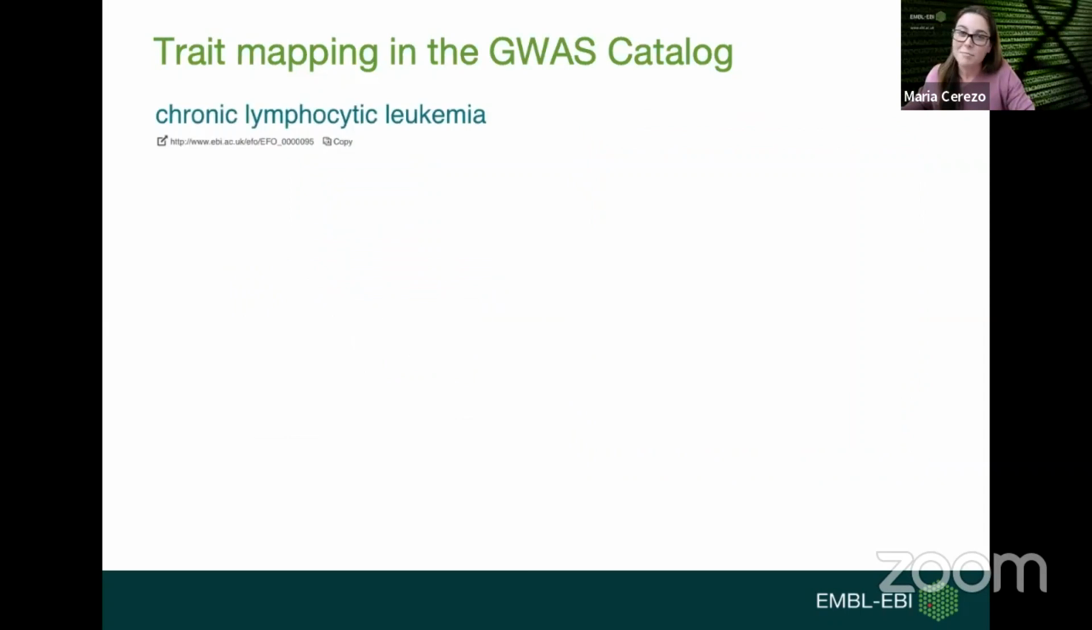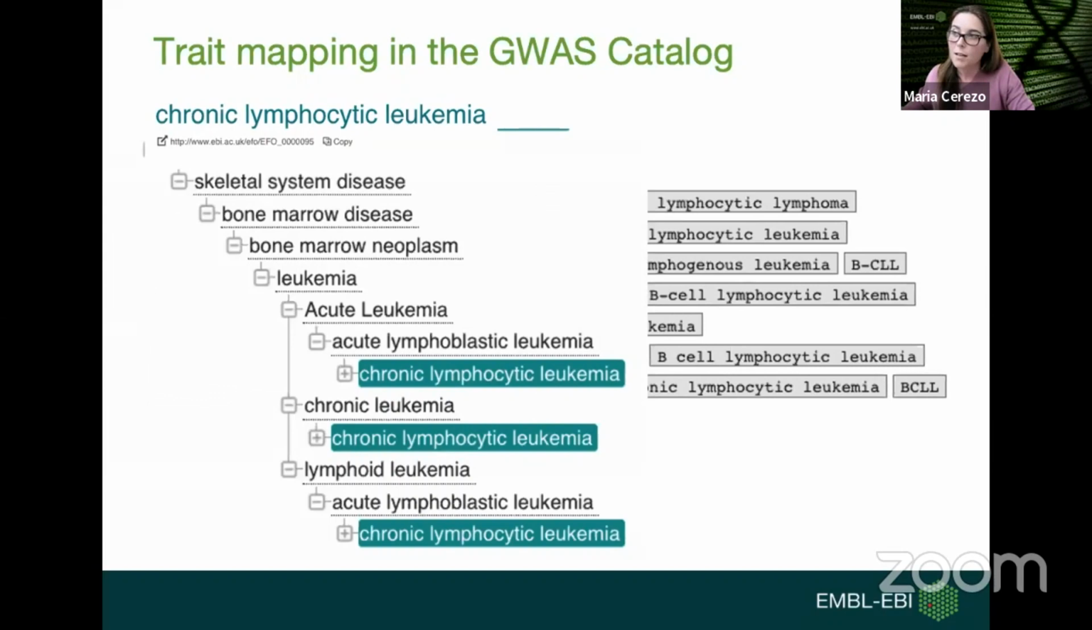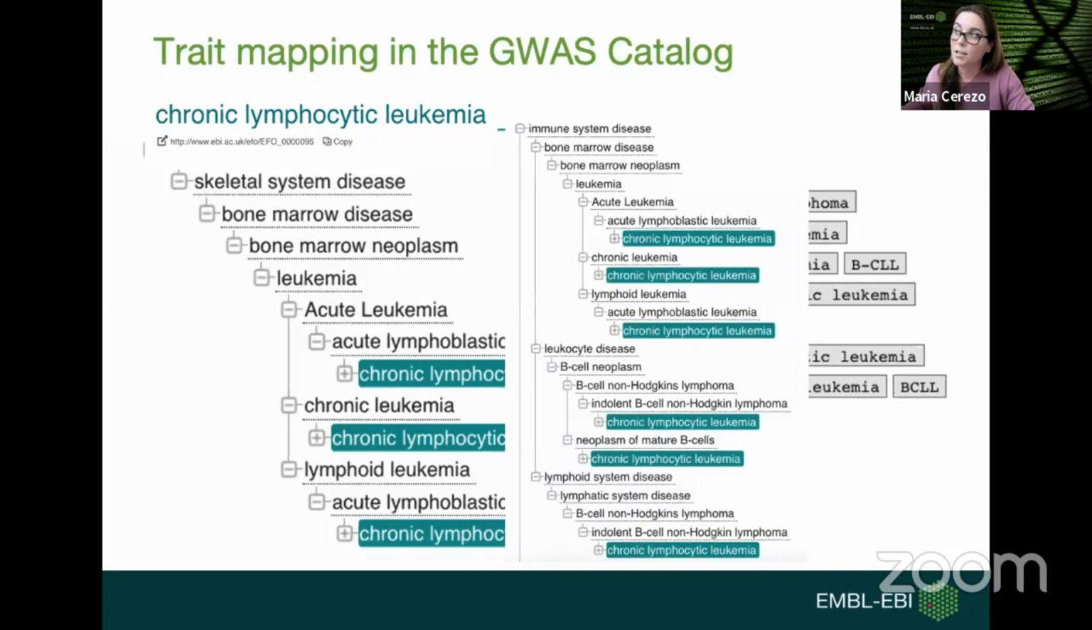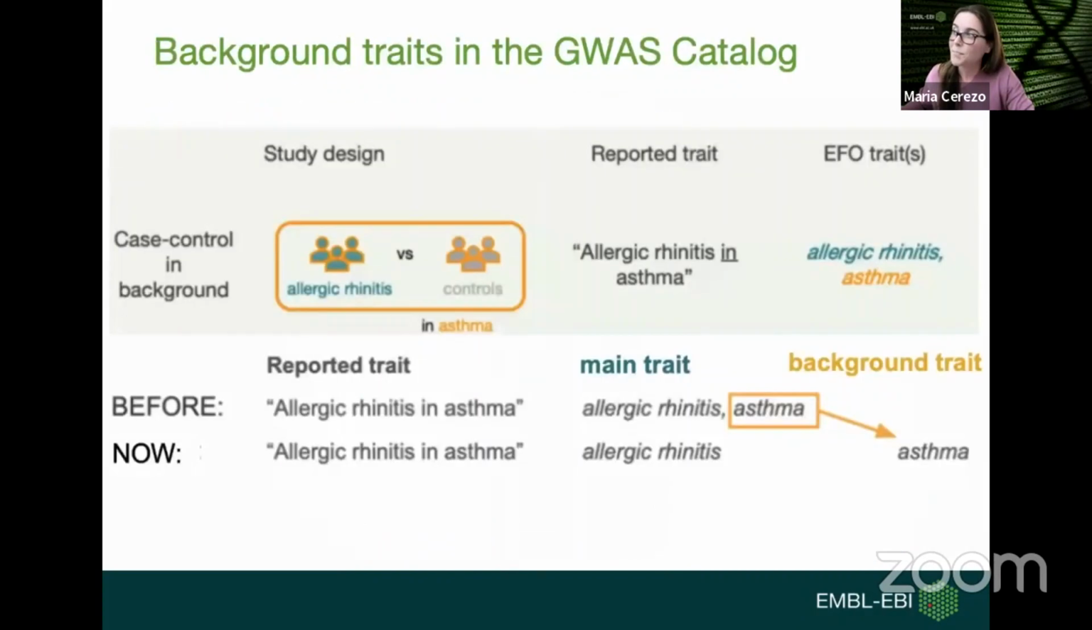In another example applied to the GWAS Catalog, for chronic lymphocytic leukemia, here you have all the synonyms for this term, but also the relations it has in the family tree. So we know that it is one type of leukemia, which is a subtype of skeletal system disease, but it is also one kind of immune system disease, or could be a chronic disease, or a genetic disorder, or a cancer. So EFO helps us.